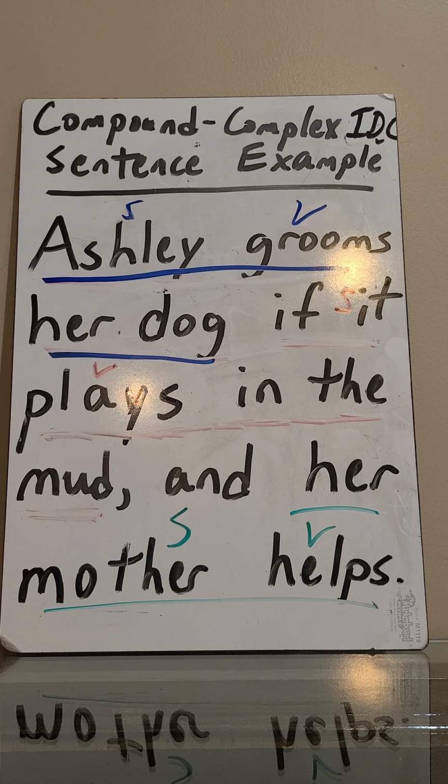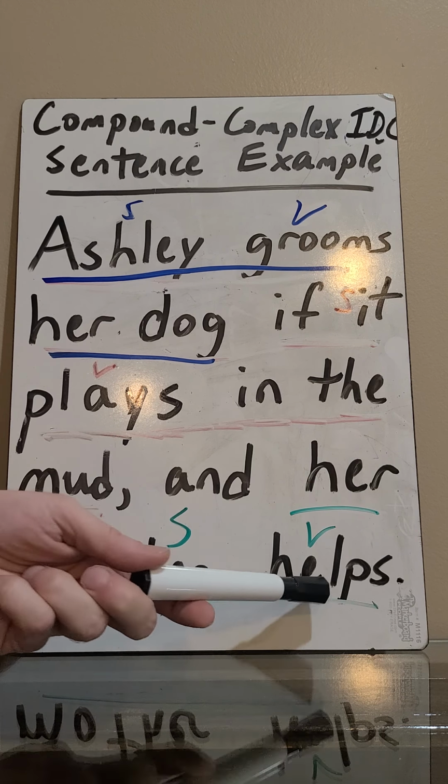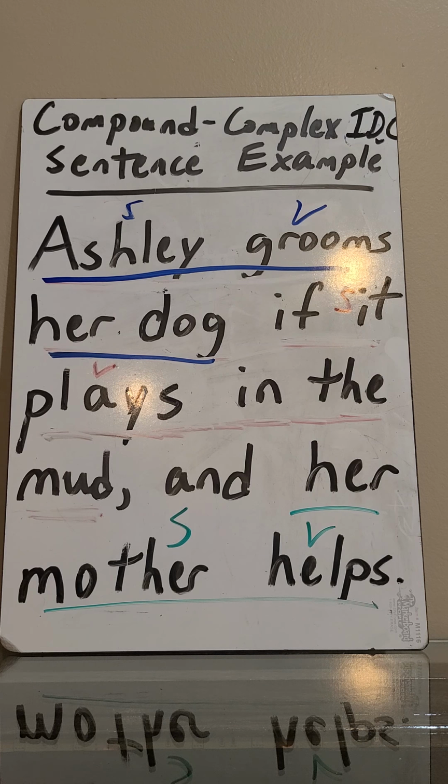Okay, so let's make sure we have this down. We have an independent part, Ashley grooms her dog, complete with subject and verb. If it plays in the mud, complete with subject and verb, and her mother helps. We have, again, mother helps is subject and verb. So in this, we have a compound part, again, to review, brought about by the comma and the conjunction and, with two complete things that could be sentences.